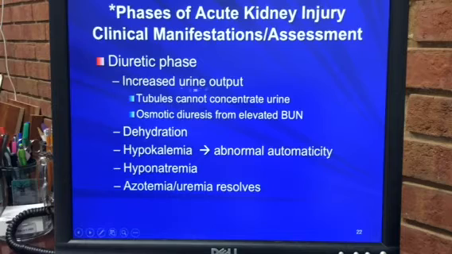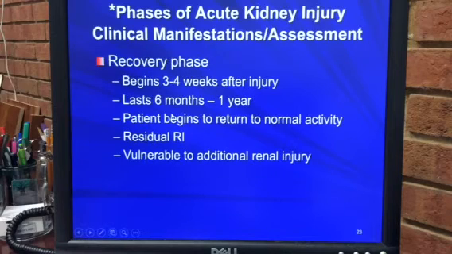Now, just to give you an idea, the video did say that urine output can be in excess of 400 milliliters per hour. That's a lot of water. The recovery phase begins 3 to 4 weeks after injury. Recovery continues for up to a year. The patient might have some residual renal insufficiency. However, that's not usually a problem because we've got lots of renal reserve. It should be noted, though, that patients who have insufficiency are going to be vulnerable to additional renal injury because their reserves have been impacted.